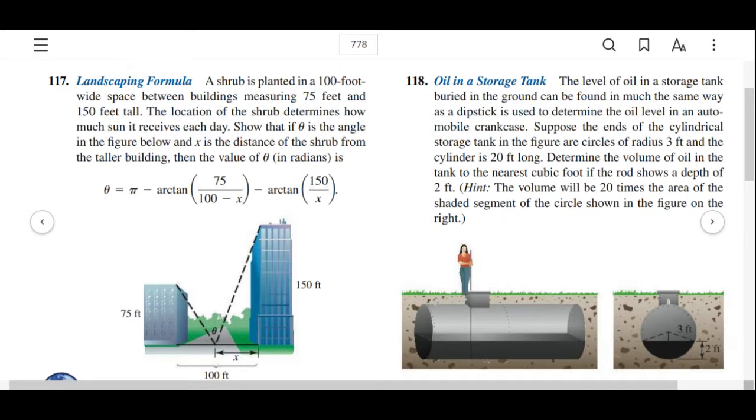Actually, this is fairly easy. If you get it, let me know. Or if you need help, let me know.